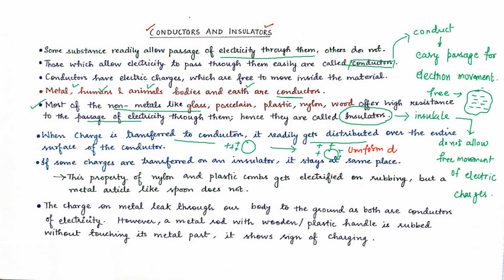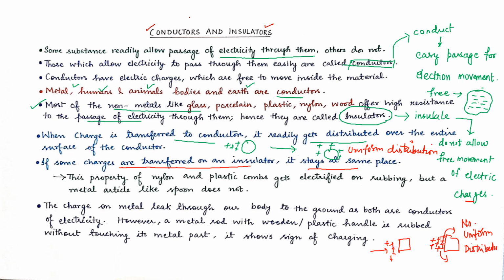Uniform distribution. They will start distributing uniformly. And what happens when we are talking about an insulator? If some charges are transferred onto an insulator, they stay at the same point. See over here, this is our insulator and we provided a handful of charges to it. What will happen? These charges will stay over here in a group, they will not move here and there. So no free movement of the electric charges happens and hence no uniform distribution.